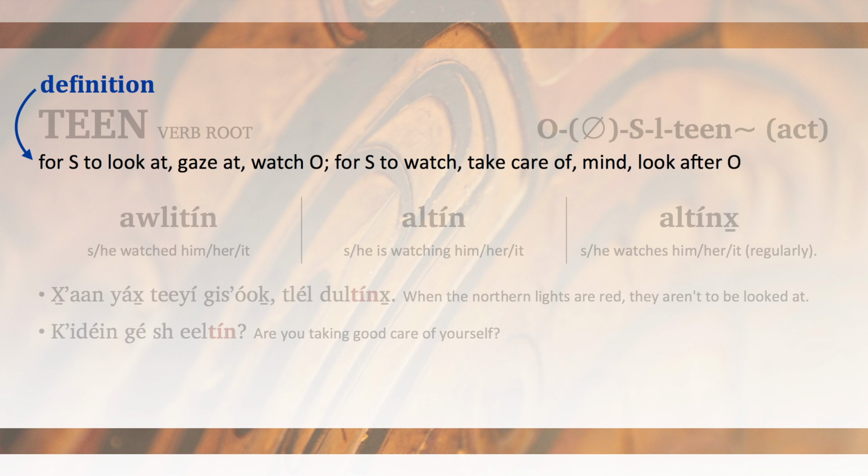Going back to our verb listing, the next thing we see is the definition, which is listed below the verb root and the theme. In this one we have for S to look at, gaze at, watch O, or for S to watch, take care of, mind, look after, O. And in this case we go back to the theme, where S is the subject, O is the object. In some cases a verb might have multiple definitions, and we keep in mind that we are not looking at the definition of the verb root, but of the entire verb itself, which includes the classifier and any possible prefixes.